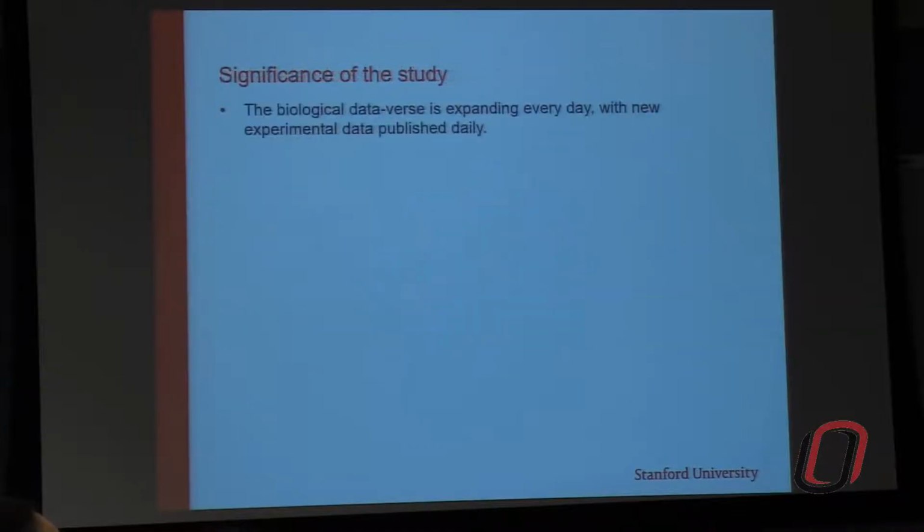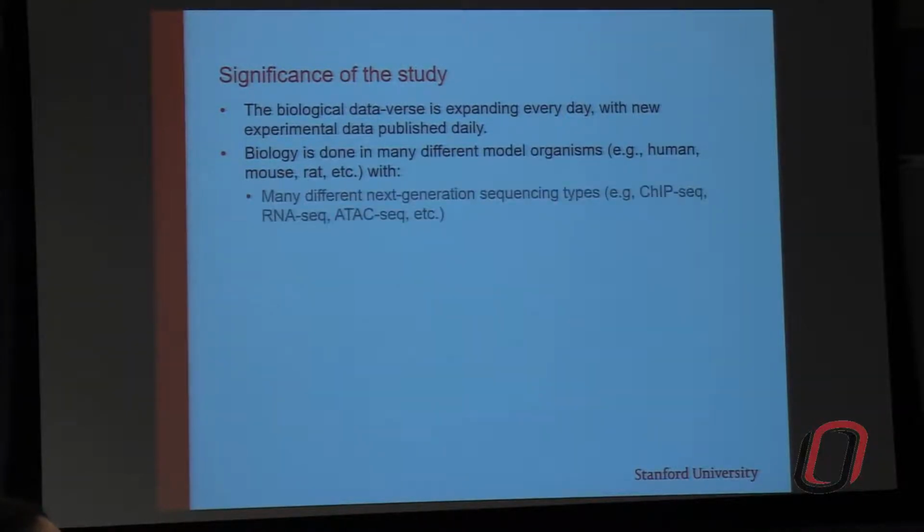So again, the significance of the study is that, as mentioned, this data is growing every day. Back in '94, we had about 100. Today we have thousands of different databases. The ecosystem looks very different, and there's still new experimental data being published daily. Biology is also done in many different model organisms, anything from humans to mice to rats. And it uses a whole slew of different technologies, next generation sequencing technologies like ChIP-seq, RNA-seq, ATAC-seq, microarray technologies, etc. Many different cell lines as well.